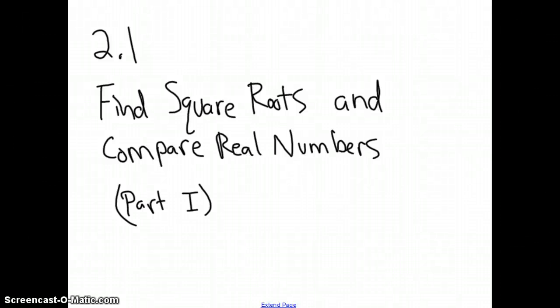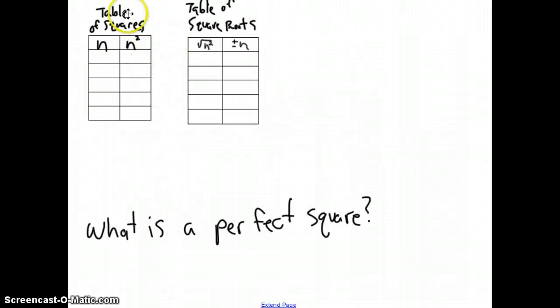And we are starting chapter 2 here. The first section is on finding square roots and comparing real numbers. This is the first part of a two-part video series. Looking here at these tables here.